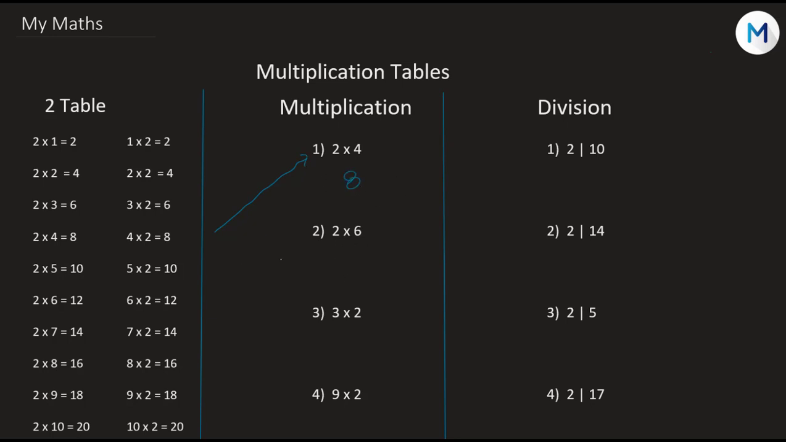Similarly 2 times 6, by observing from here, is 12. Whereas 3 times 2, here we observe 3 times 2 is 6. 3 times 2 is the same as 2 times 3. Similarly 9 times 2 can be observed from here: 9 times 2 is 18. In this way we can easily solve the multiplication of table 2 just by observing this table or remembering this table and directly writing it.